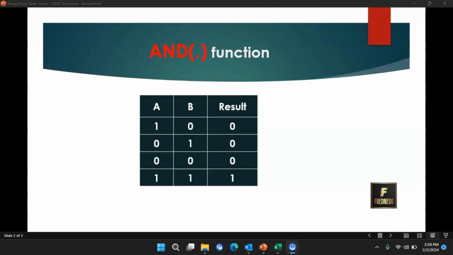1 times 0 will give you 0. 0 times 1 will give you 0. 0 times 0 will give you 0. 1 times 1 will give you 1.